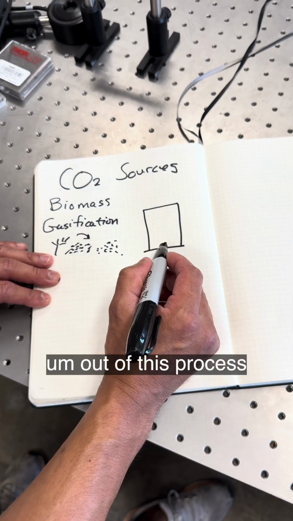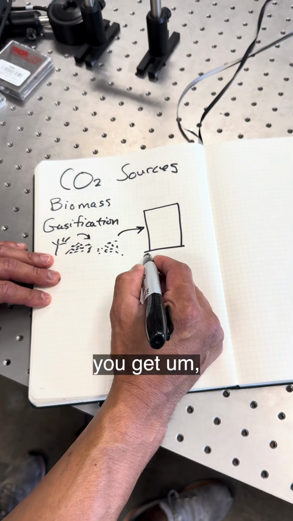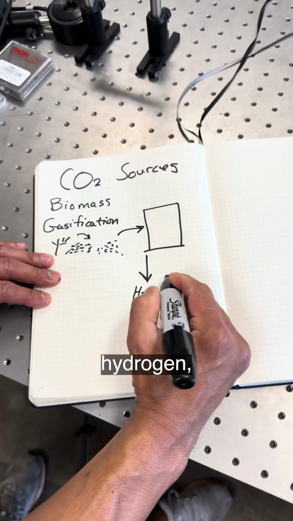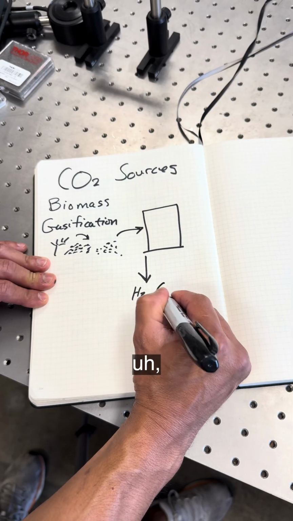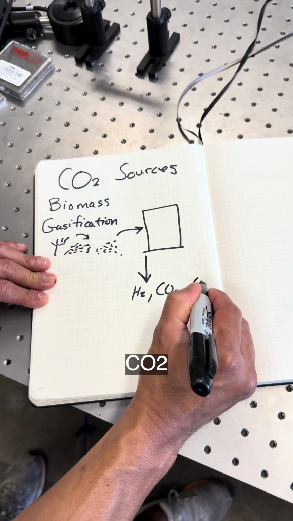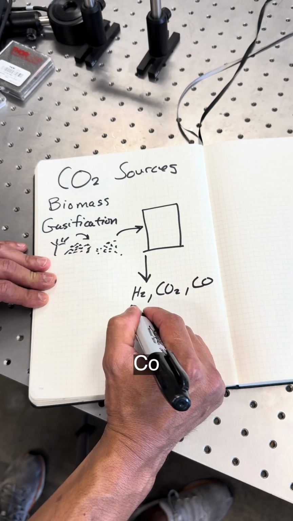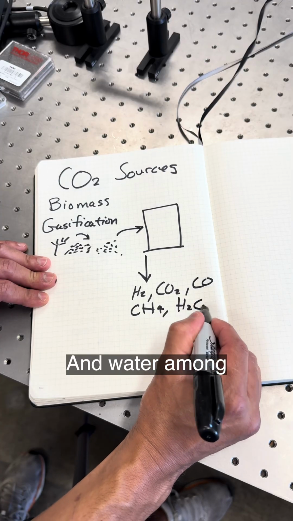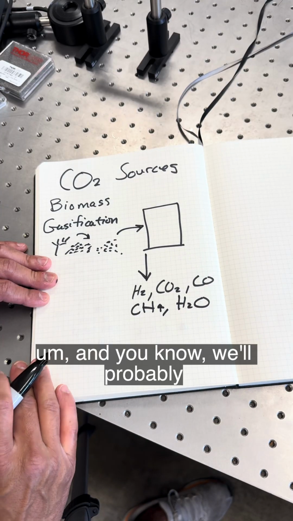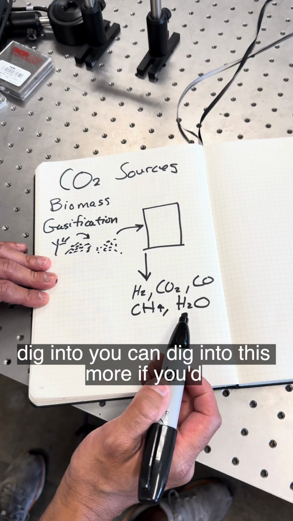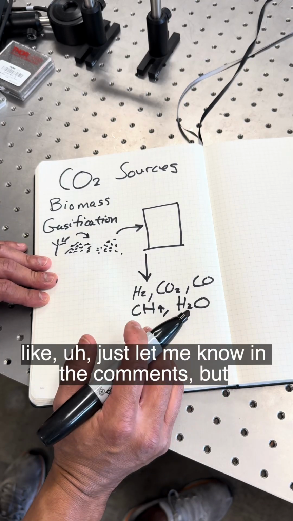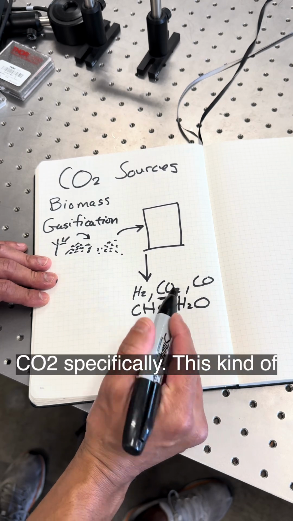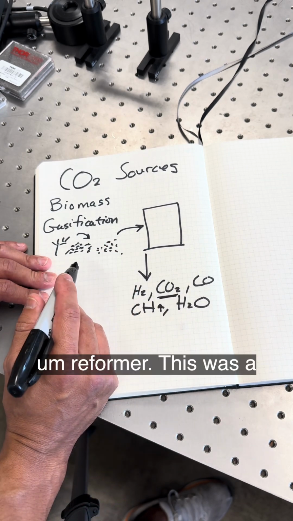But out of this process, you get hydrogen, CO2, CO, methane, and water, among other things. You can dig into this more if you'd like. Just let me know in the comments. But we're going to look at CO2 specifically, and this kind of reformer.